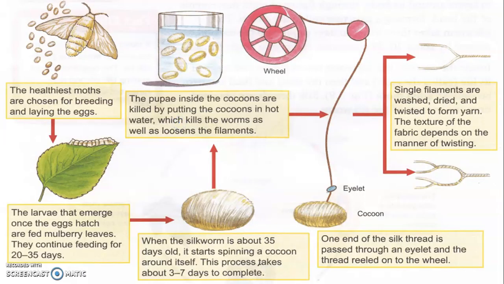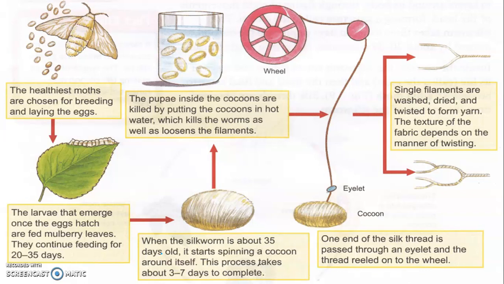Then the healthiest moths are chosen for breeding and laying eggs. The larvae that emerge once the eggs hatch are fed mulberry leaves. They continue feeding for 20 to 35 days. Then when the silkworm is about 35 days old, it starts spinning a cocoon. This process takes about 3 to 7 days to complete. Then the pupa is inside the cocoon. Some people just take the cocoon and leave the pupa.